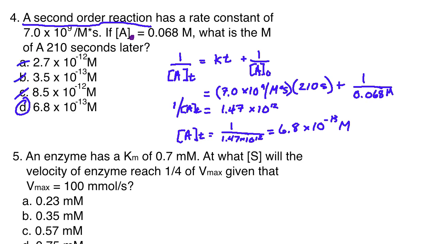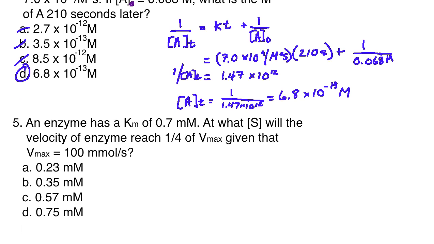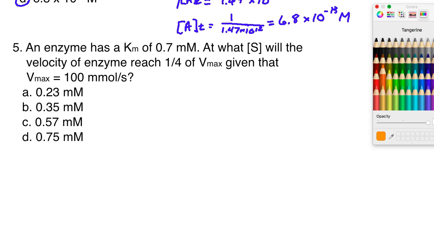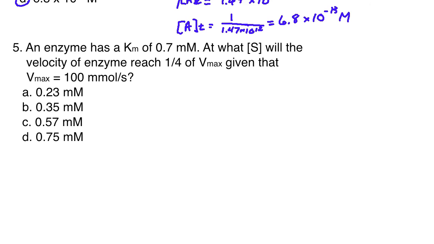All right, some of these you might be able to get an easy guess, but a lot of them it's probably better to dive into the math when you're working on it. All right, 5. Now we're talking about the enzyme kinetics. So let's take a look here. For 5, an enzyme has a Km. Remember, Km is the Michaelis-Menten constant.